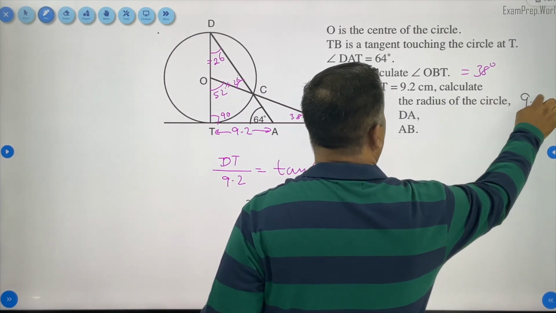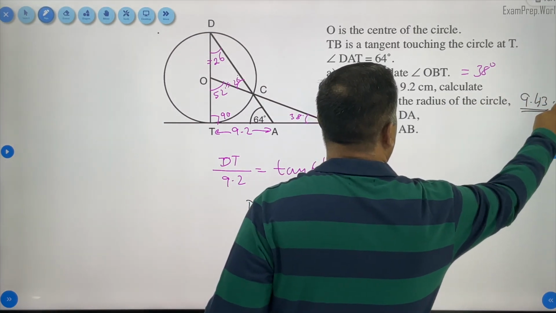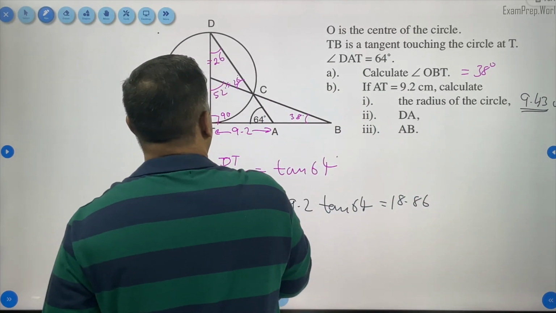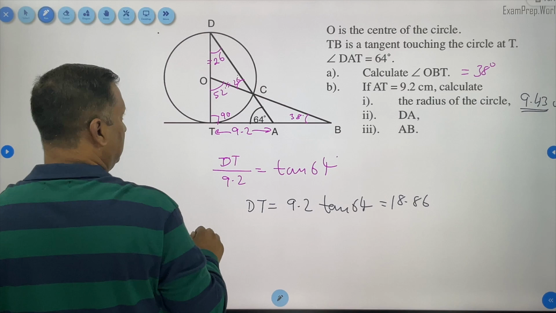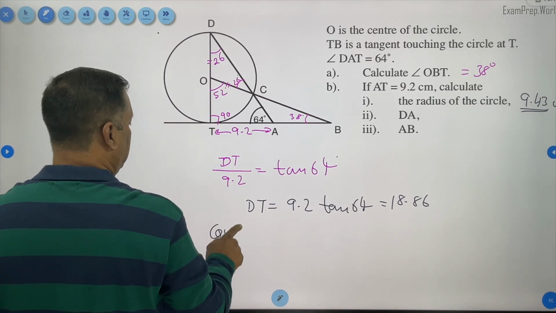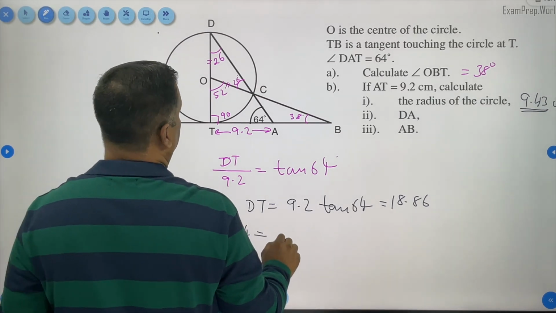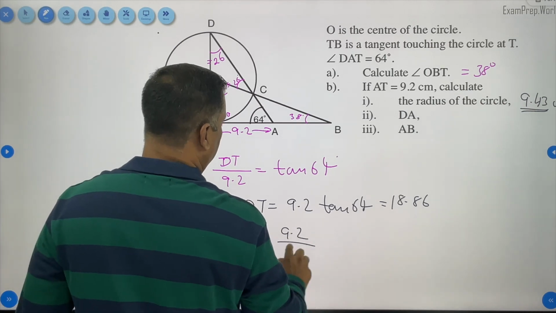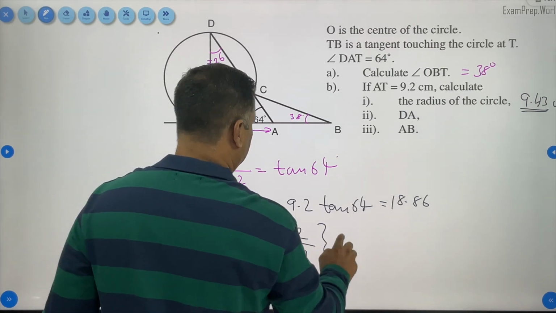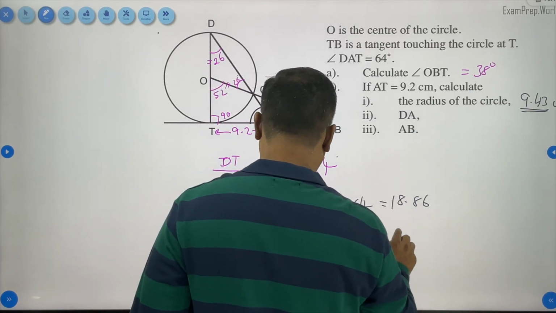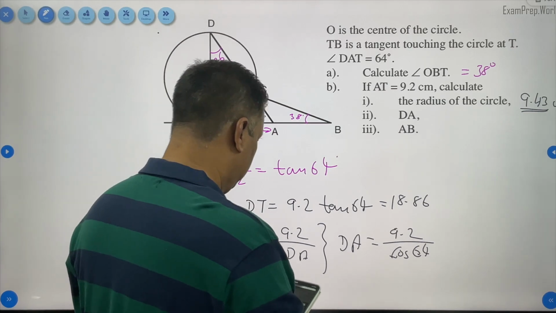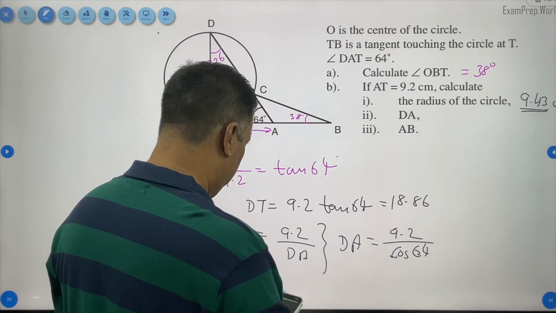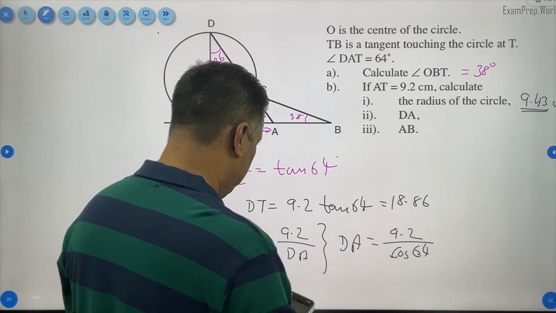9.43 centimeters. And DA. Now DA again can be found using cos. Cos 64 equals 9.2 over DA. So DA will be equal to 9.2 over cos 64. 20.98.